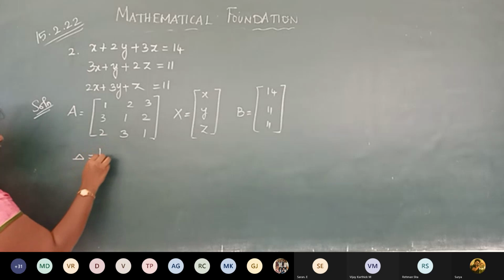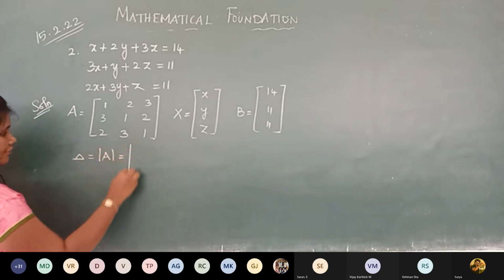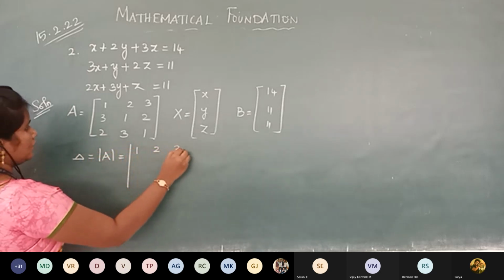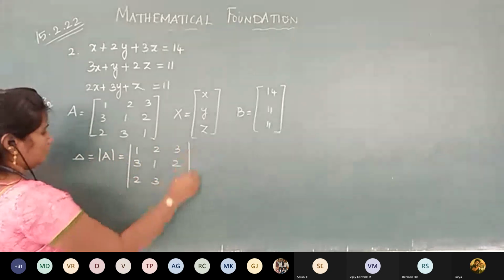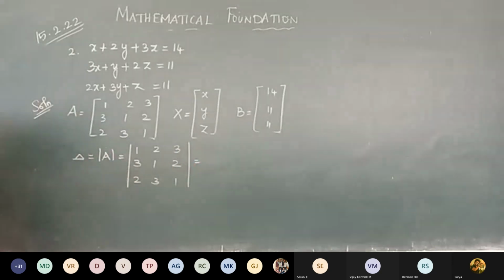After writing this, you will find out your delta. Your delta is nothing but the determinant of A. Find out your delta: 1, 2, 3, 3, 1, 2, 2, 3, 1. Find out and tell me the delta.